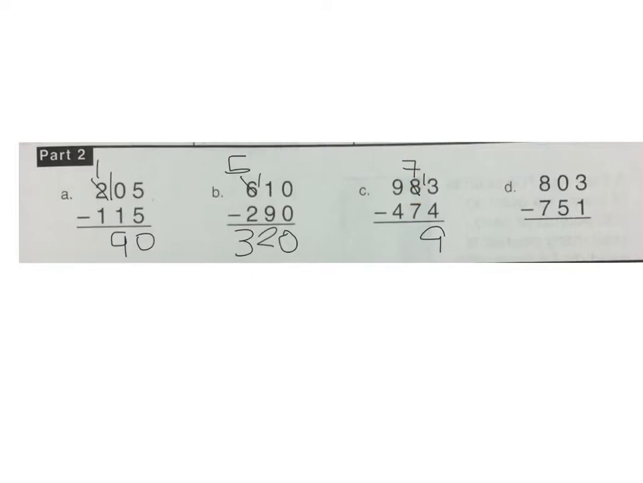I don't have to borrow because 7 minus 7 is going to be 0. I have enough. And 9 minus 4 is 5. So for C, you should have 509.